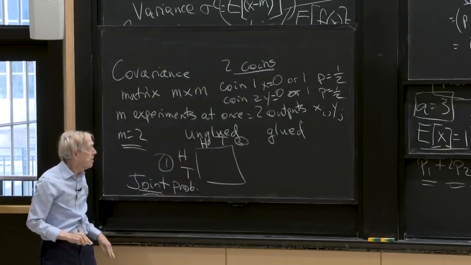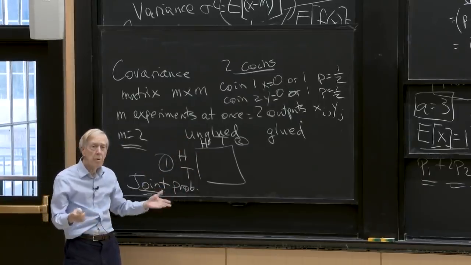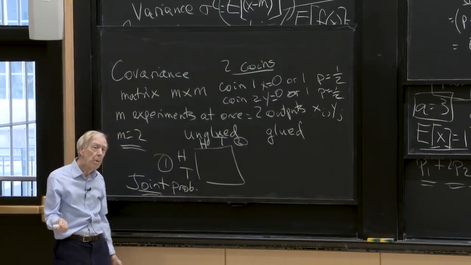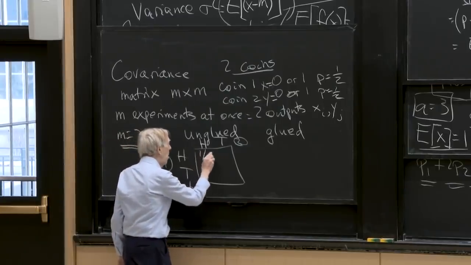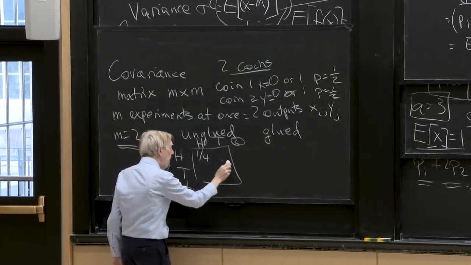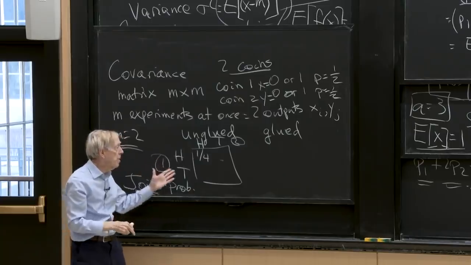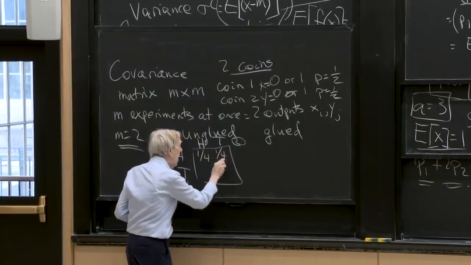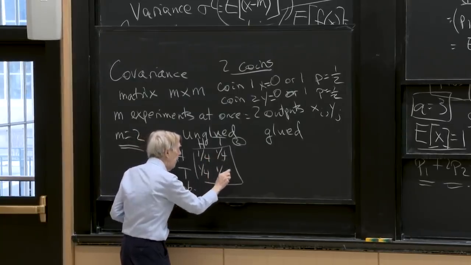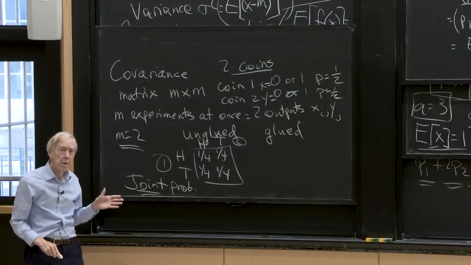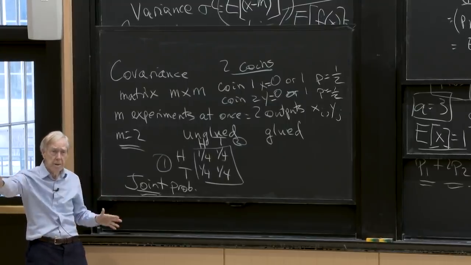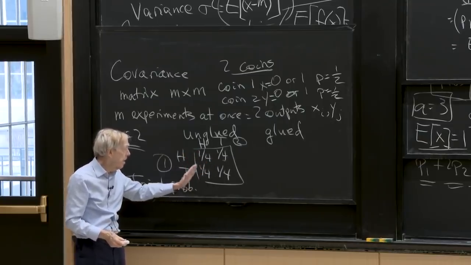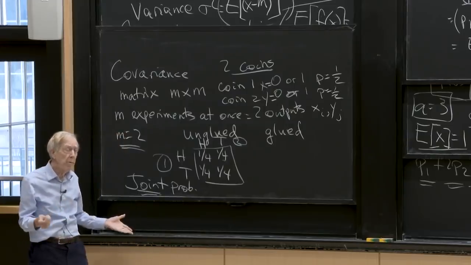So let's complete that matrix. So I have unglued coins, independent coins. I flip them both. What are the chances of getting heads on both? 1/4. What do I put in here? This means heads on the first coin and tails on the second coin. And the probability of that is 1/4. And 1/4 here and 1/4 here. So I have the 4 possibilities, which I put into a 2 by 2 matrix instead of a long vector. My 4 possibilities are heads, heads, heads, tails, tails, heads, and tails, tails, and they have equal probability 1/4.